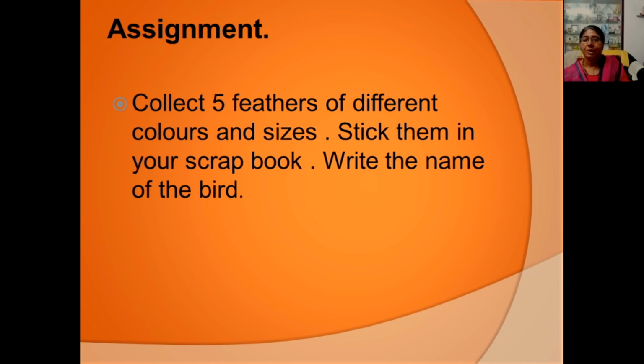Next, last class I had given one assignment for you. Wonderfully, some children have made it wonderfully. So, same way, all students should do this assignment of collect 5 feathers of different colors and sizes. Stick them in your scrapbook. Write the name of the bird. So, write answer very neatly in the notebook.